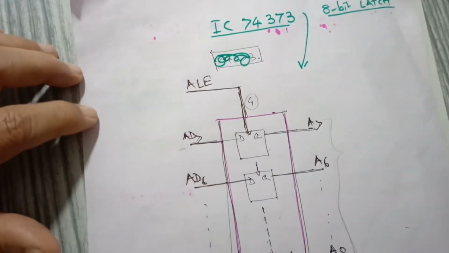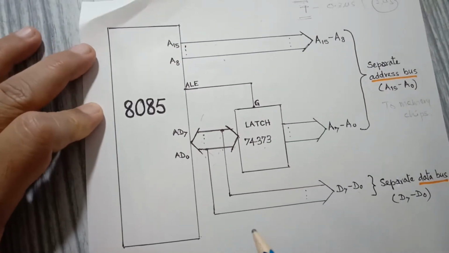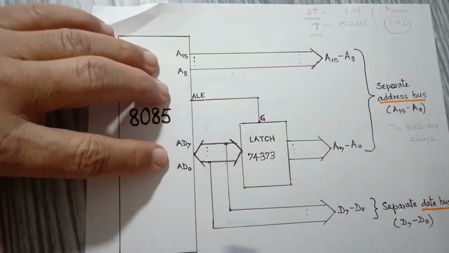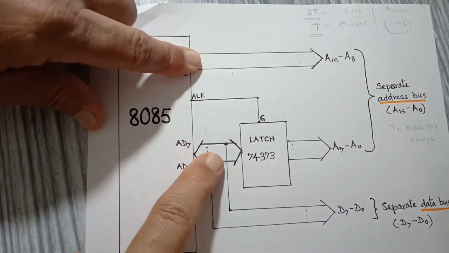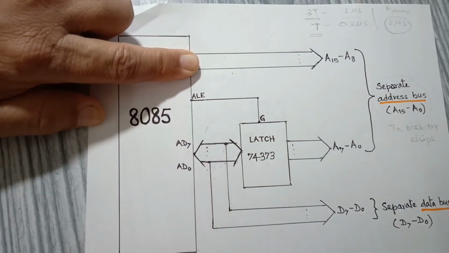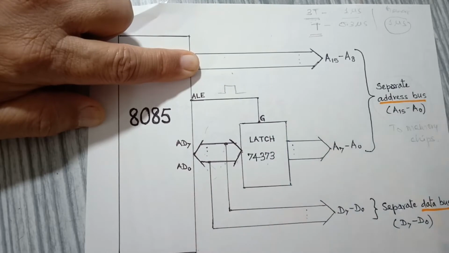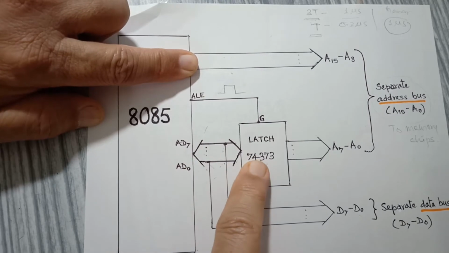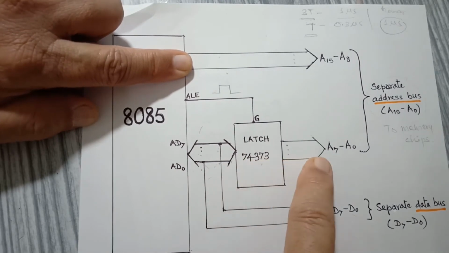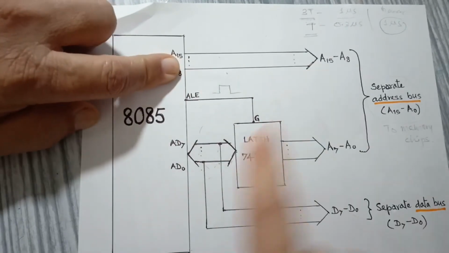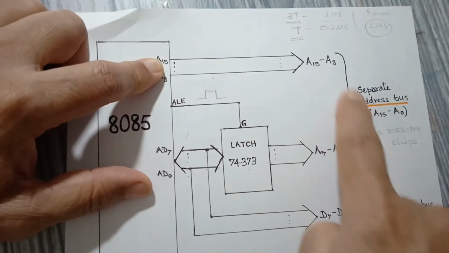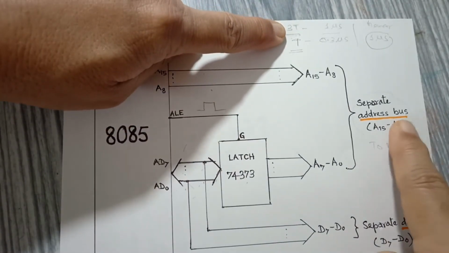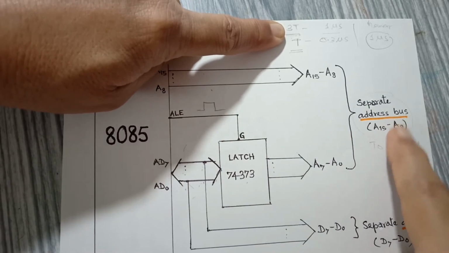So the idea is that when a memory read or memory write operation is there, the microprocessor gives the full 16-bit address here, 8-bit and 8-bit. At the same time this ALE goes high. So when this gate becomes 1, these 8 bits get locked, latched, and they are made available here, so that these 8 bits and these 8 bits are now separately available on these 16 lines for the complete 3T duration. So memory chips will get the complete 16-bit address.